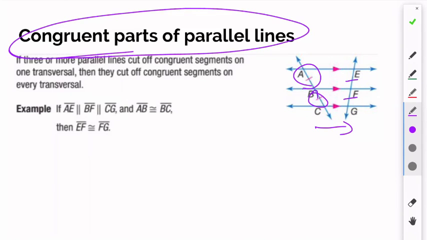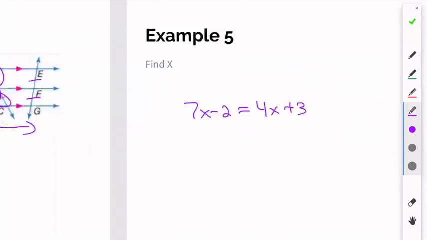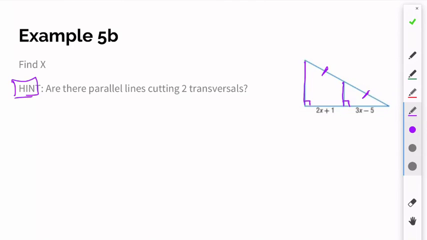If we have parallel lines cutting transversals exactly in half, then we know that the other side must be cut exactly in half. So what that means is this side right here must equal this side right here, because those parallel lines cut it exactly in half. So that makes this easy again. Set up the algebra, solve for x, and you're done.